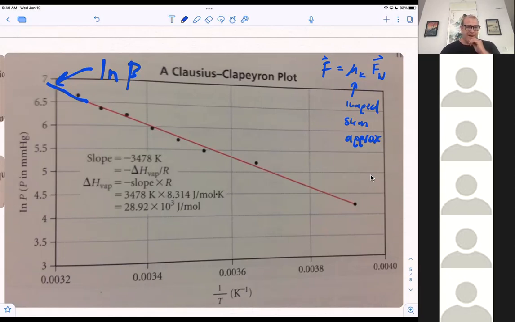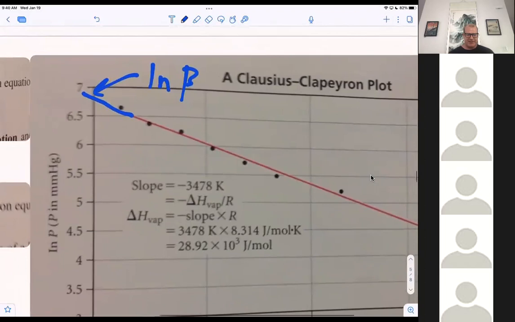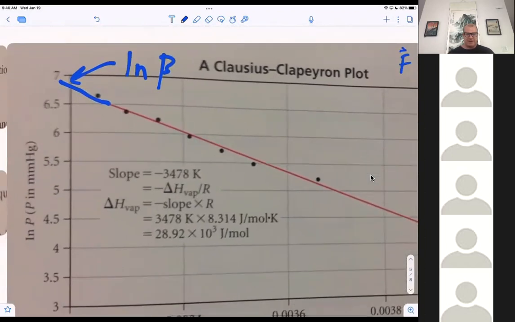But going back to the Clausius-Clapeyron plot, what they found was not engineered. They took a bunch of data, plotted it, and found this relationship. So it's a semi-empirical model. The natural log of vapor pressure in millimeters of mercury plotted against the inverse temperature in Kelvin kind of forms a straight line. Look at it, it's not really a straight line, but it's a good approximation.